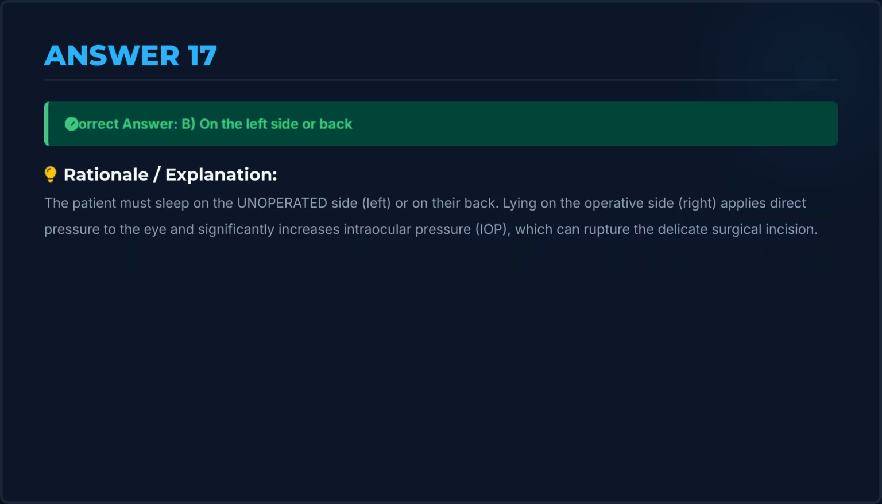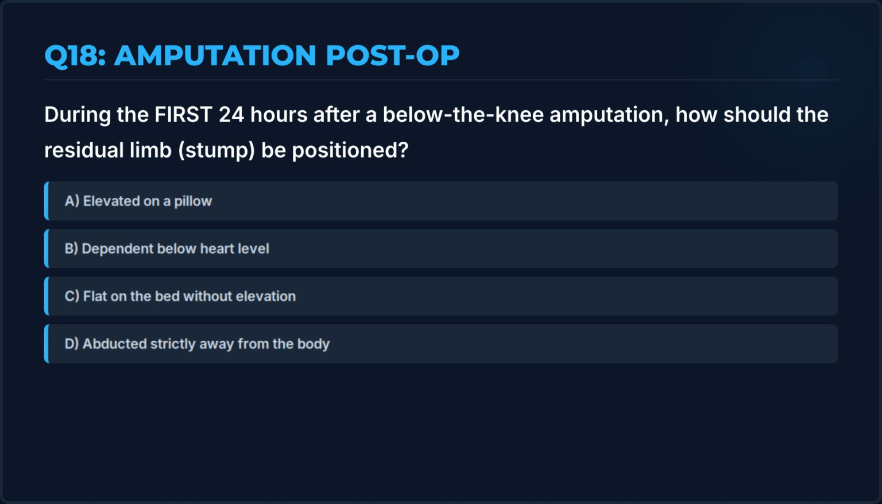Question 17. After a cataract extraction surgery on the right eye, how should the nurse immediately instruct the patient to sleep? The correct answer is B, on the left side or back. Lying on the operative side applies direct pressure to the eye and increases intraocular pressure, which can rupture the surgical incision.